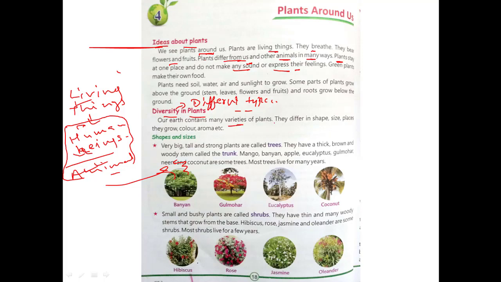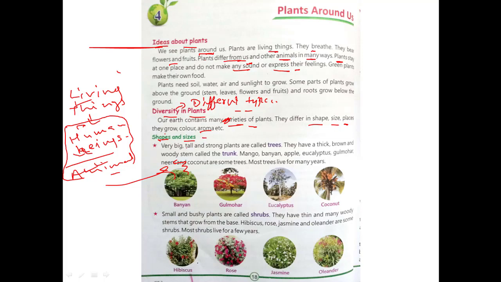We have many varieties of plants, different types of plants, and they differ in shape, they differ in size, the places they grow differ, they have different color, they have different aroma. So what is aroma? Aroma is a sweet smell. Okay, the sweet smell of food or the sweet smell of a plant, that is known as aroma. First we will discuss the shapes and sizes of plants.